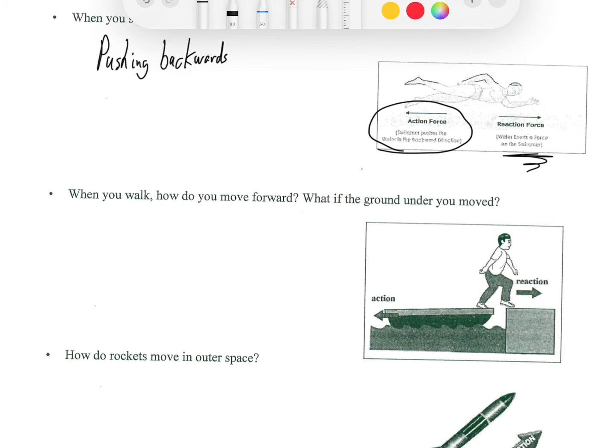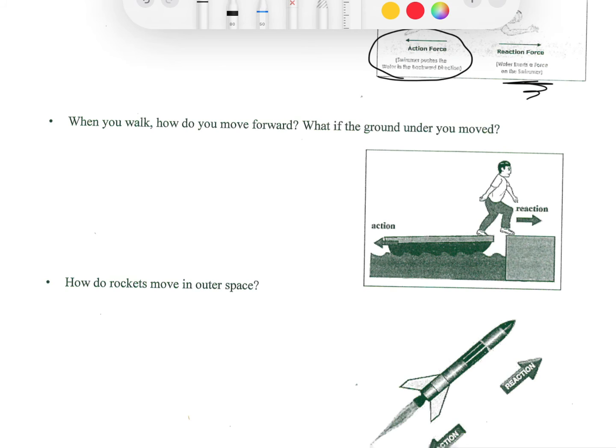Now, when you walk, how do you move forward? What if the ground under you moved? In this case, we also push backwards. And usually when we're walking, the earth itself doesn't move back. But if the ground also moved, then the ground would move backwards. So we have an example here of getting off a boat: as you step forward off of it, the boat's going to move backwards and you're going to move forward. So there's always this pair of action and reaction.